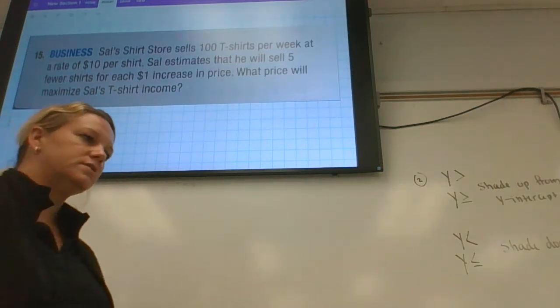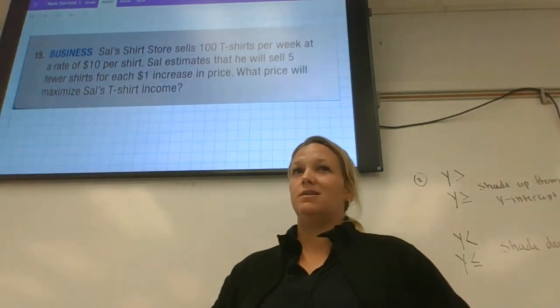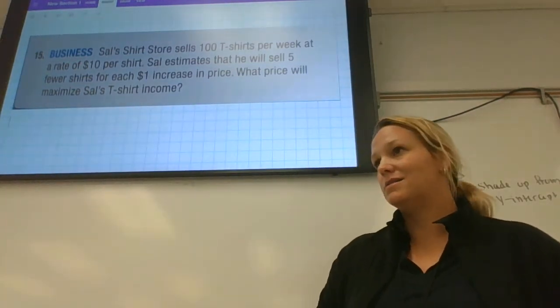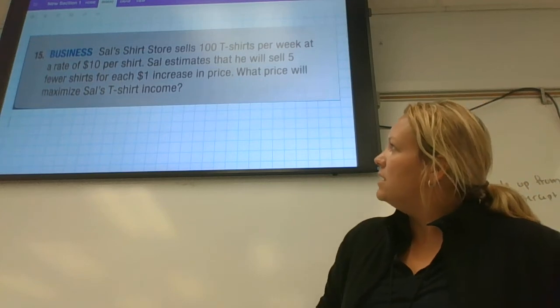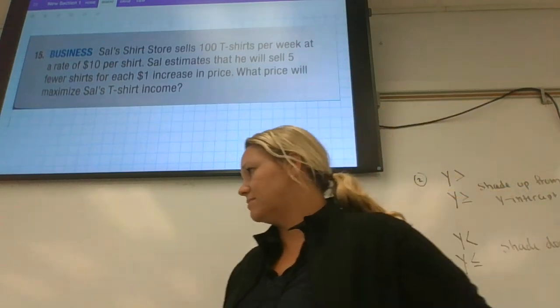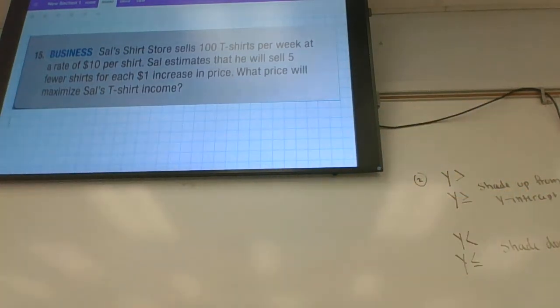So, you guys know when you increase prices that you have a chance of selling less. So, he thinks every time he increases the price by a dollar, he's going to sell five less. We're going to write an equation. And we're going to figure out what price he should sell his t-shirts at to maximize his profit.